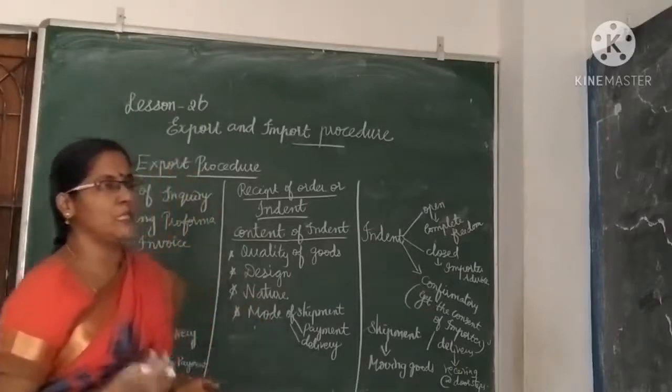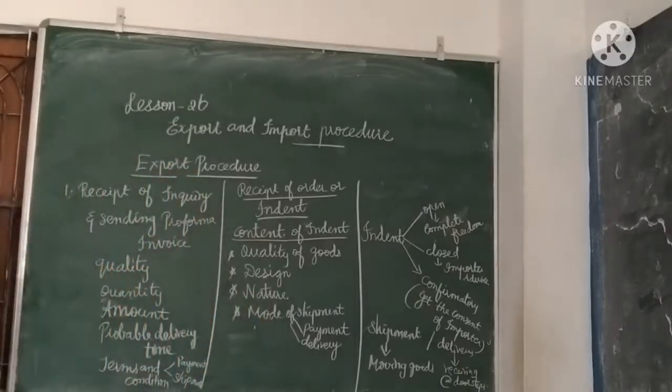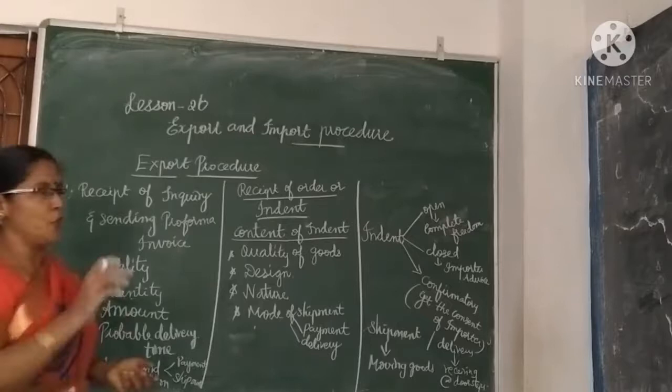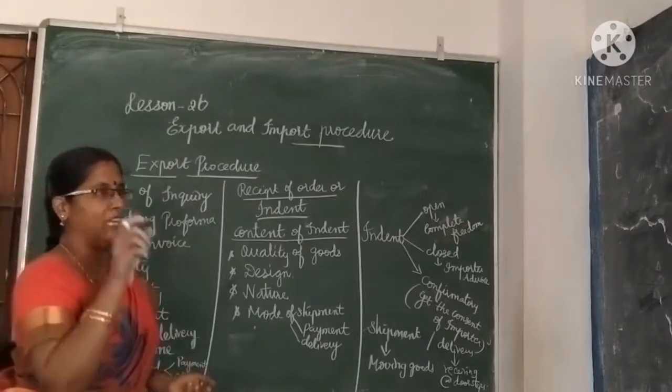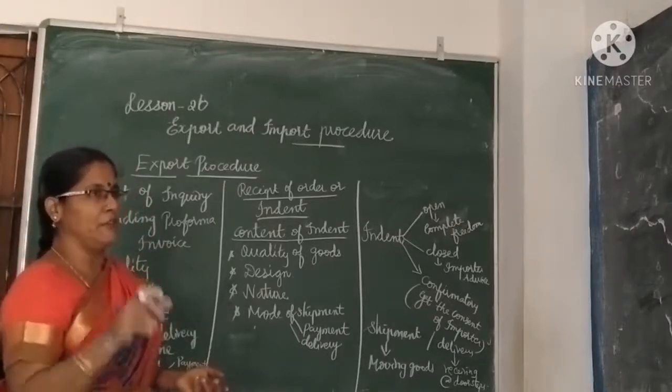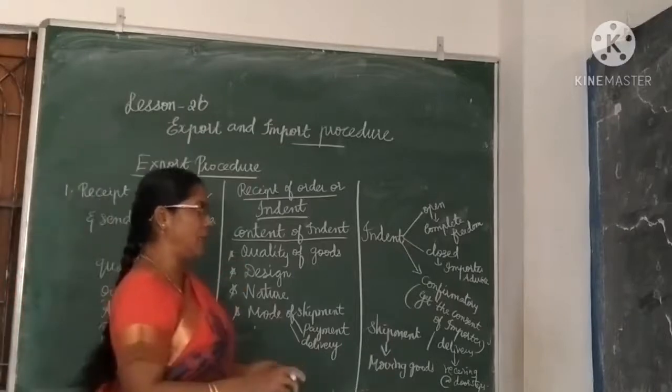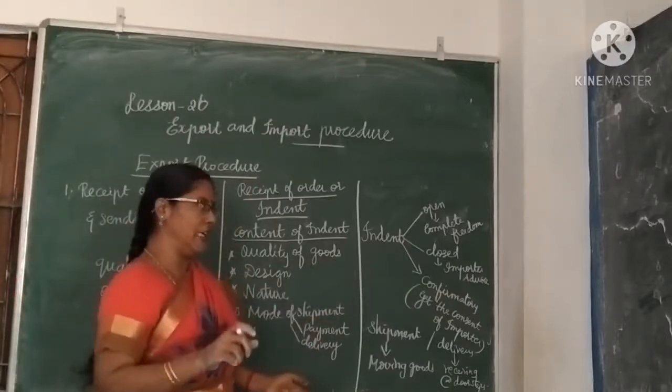Then the next one is the closed indent. That is whatever the importer prescribes. It does not give any freedom to the exporter. The importer will specify the type of goods, price, quality and packing methods, and everything will be strictly observed by the exporter. Whatever description is given by the importer is strictly followed by the exporter. That is called a closed indent.